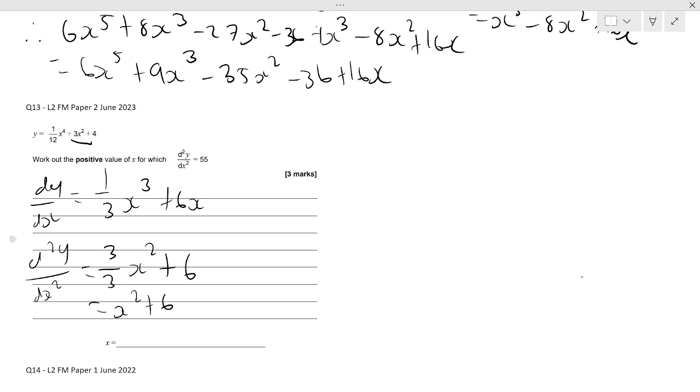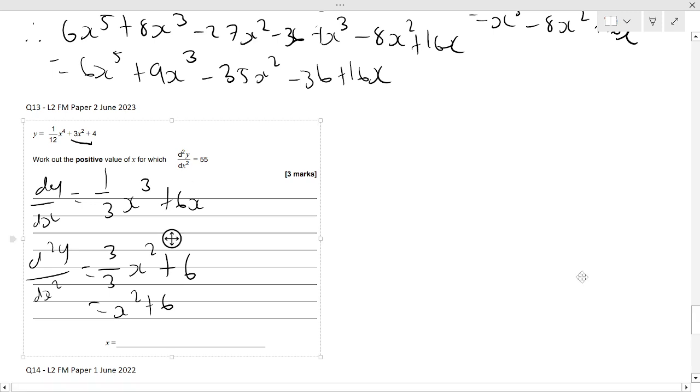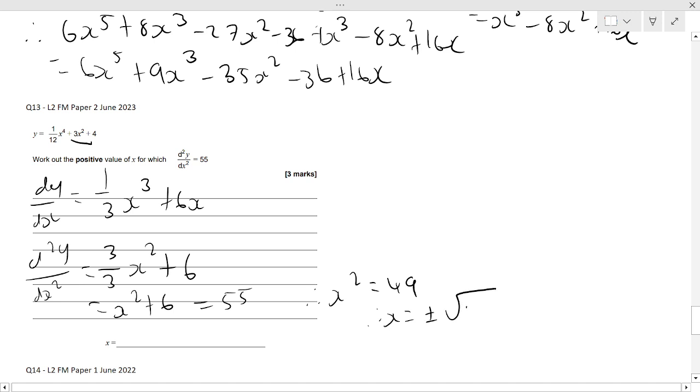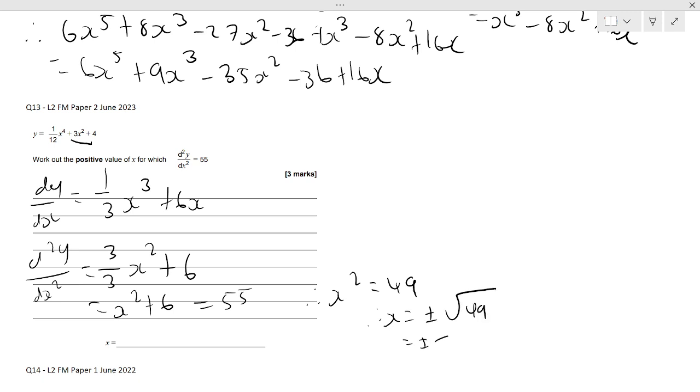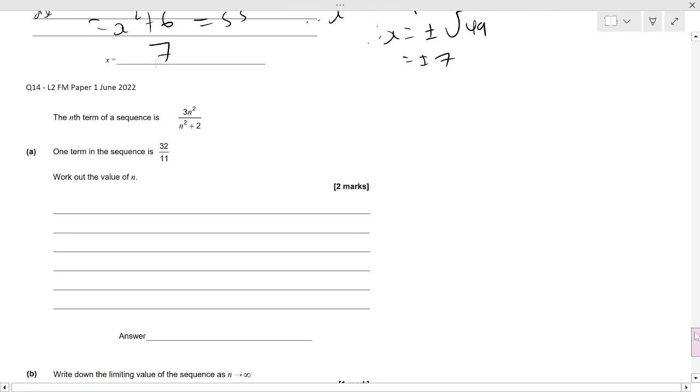x squared plus 6. Then we need to find the positive value for when this is equal to 55. So we need to equal this to 55. So then we solve this for x. Well, x squared then is going to be 55 minus 6, which is 49. Therefore, x then is going to be the plus or minus of the square root of 49, which is going to be plus or minus 7. Okay, root 49 is 7. But it asks for the positive. Okay, so x is going to be positive 7. There we are. Cool. Question 14 now.